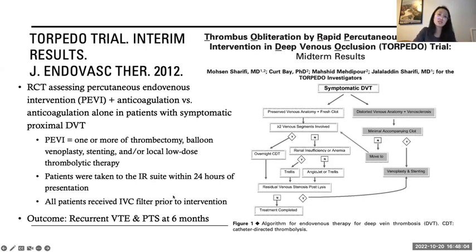Of note, and what was interesting, was that all the patients in this trial did receive an IVC filter prior to intervention, and the outcomes they were interested in were recurrent VTE and post-thrombotic syndrome at 6 months, so a pretty short interval.